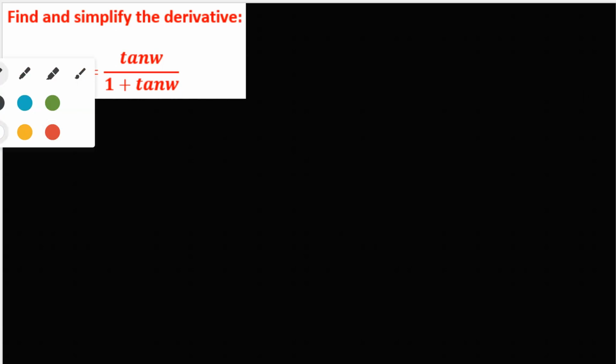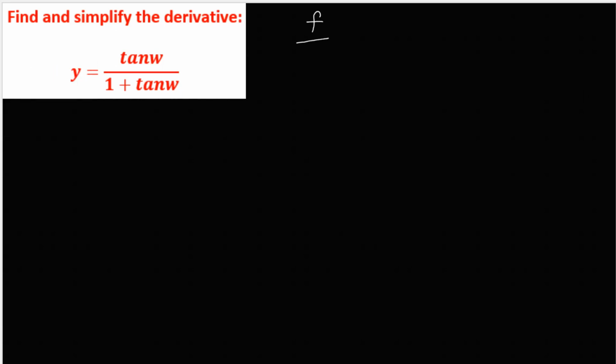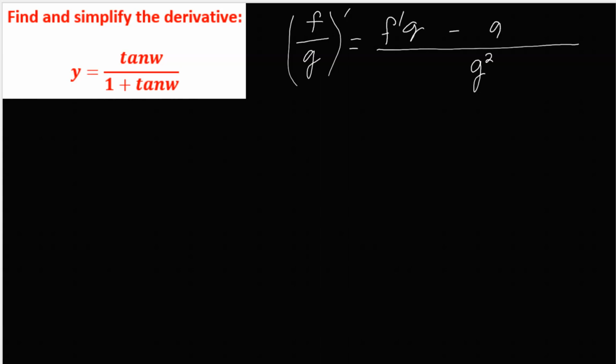This is the red card in practicing derivatives, and it involves the quotient rule. Okay, so let's remind ourselves again, quotient rule. If you have a quotient and you're taking the derivative, the denominator is going to be the denominator squared, g squared, and the numerator would be f prime times g minus g prime times f, meaning derivative of the first times the second minus the derivative of the second times the first.